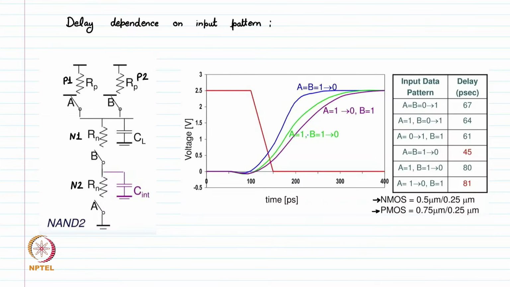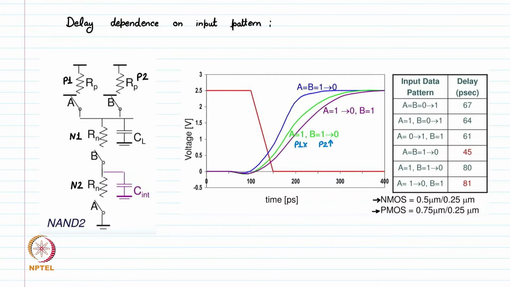If we see here, when A is 1 and B is transitioning from 1 to 0, it means the PMOS P1 is off and PMOS P2 is turning on. So P1 is off and P2 is turning on.